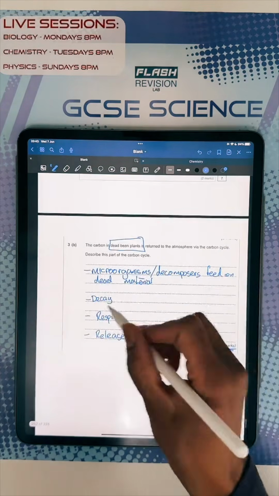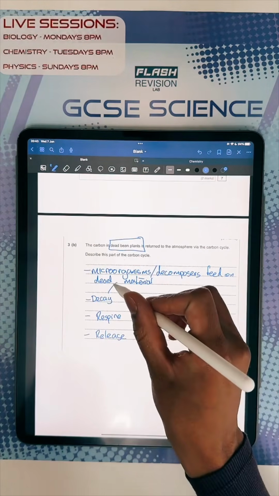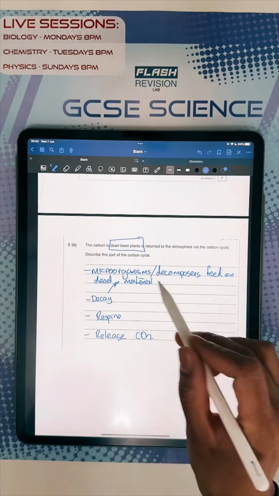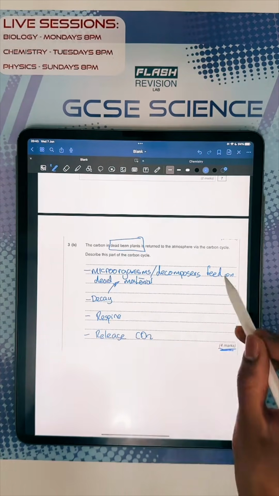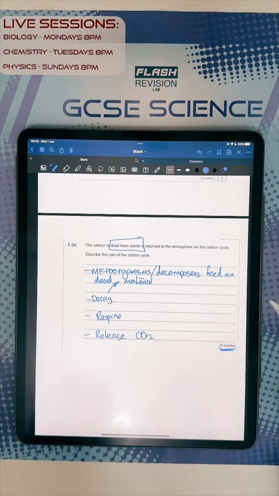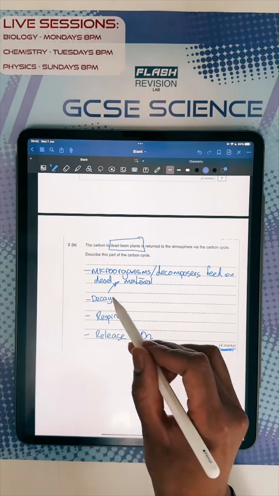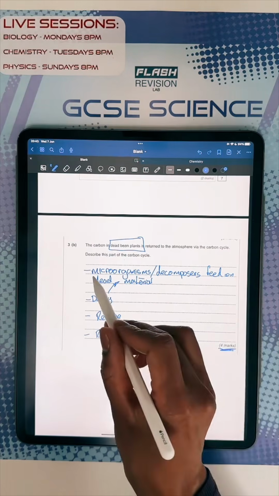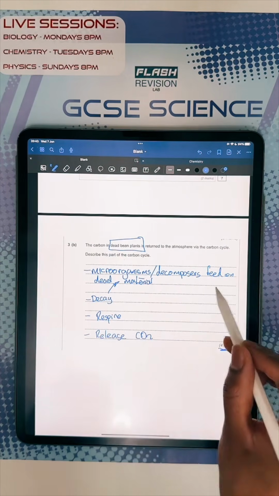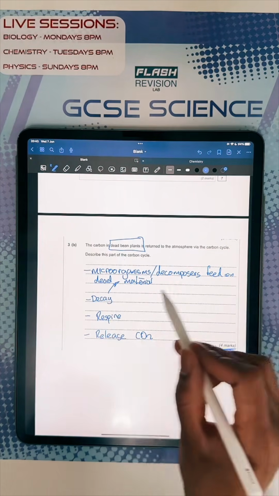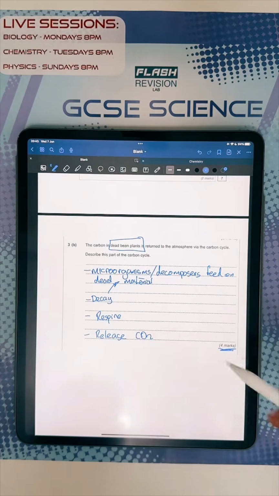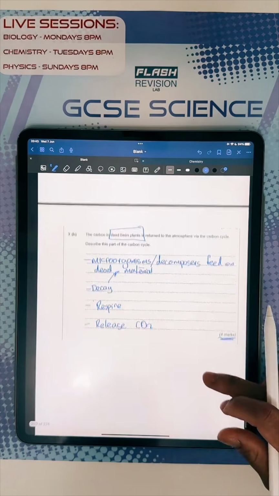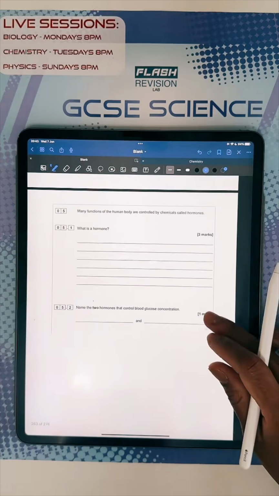Decay is kind of covered in this point as well. Them feeding on dead material, that is called decay. So technically, you don't even need to say decay. This covers 2 marks. So mentioning the decomposers is 1 mark. Then mentioning decay or them feeding on the dead material is the 2nd mark. So you could do it either way around if you want.